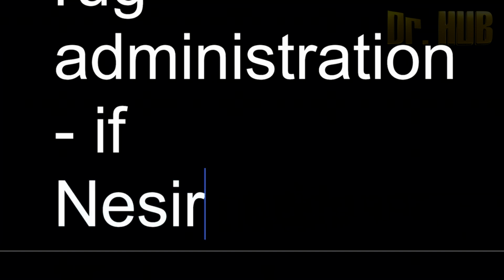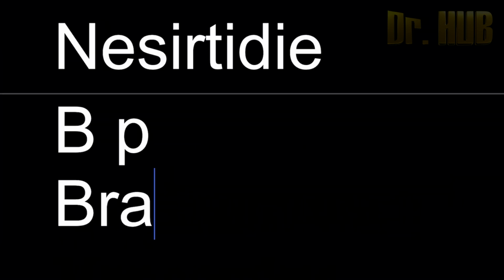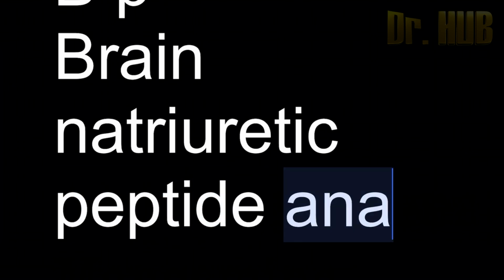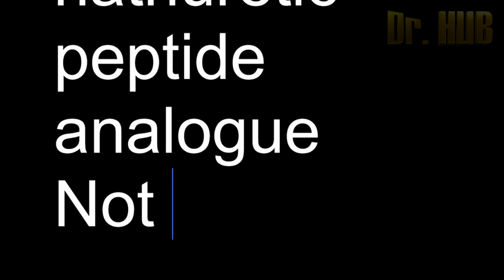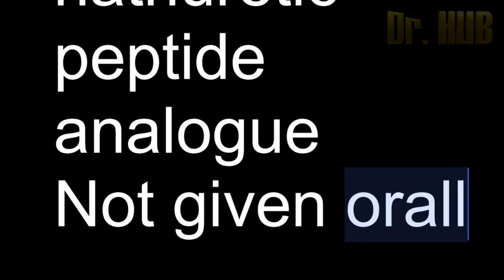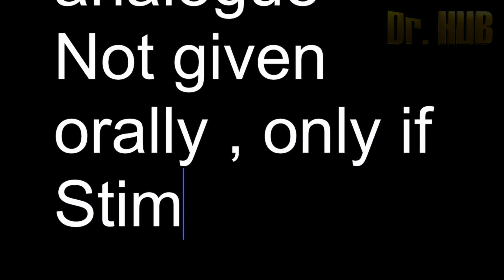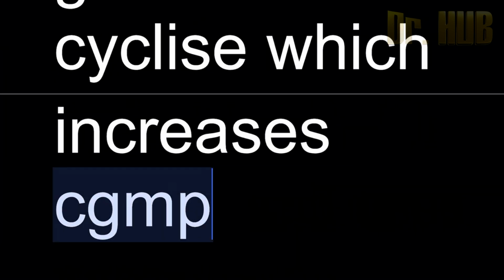Next is nesiritide. Nesiritide is nothing but a BNP. BNP stands for brain natriuretic peptide. So this analog is used, and another thing is it is not given orally, it is only given IV. Nesiritide stimulates guanylyl cyclase, which increases cGMP, causing vasodilation.